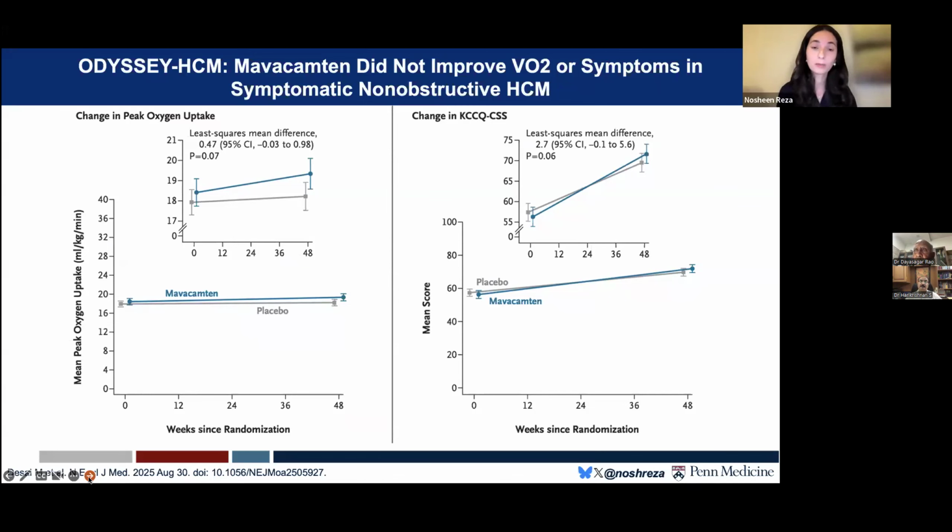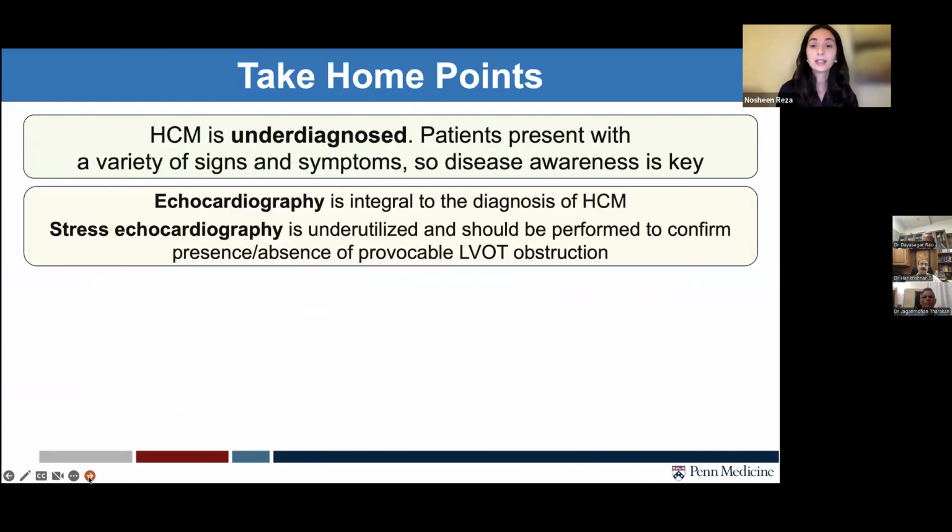So hopefully we've accomplished learning the symptoms and clinical presentation of HCM. We've learned how to diagnose and differentiate between obstructive and non-obstructive HCM. And we spent some time discussing cardiac myosin inhibition as a treatment strategy for HCM. So our take-home points are that HCM is underdiagnosed. Patients present with a variety of signs and symptoms, so disease awareness is key.